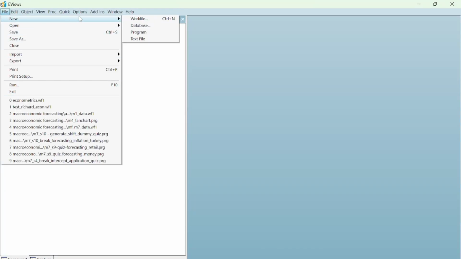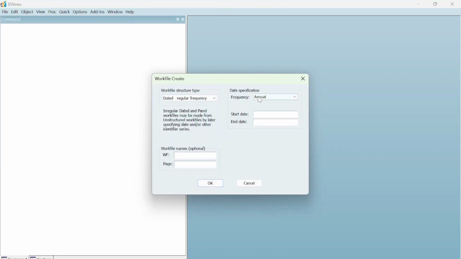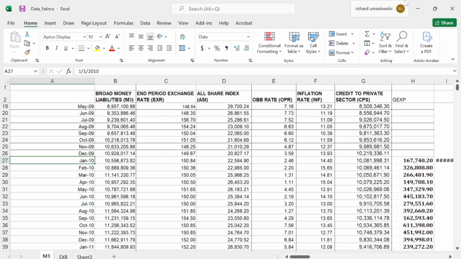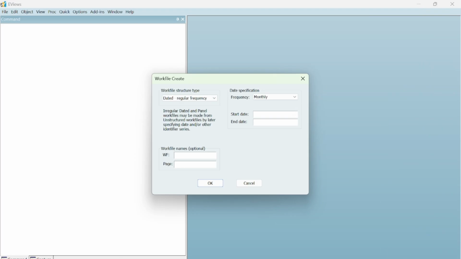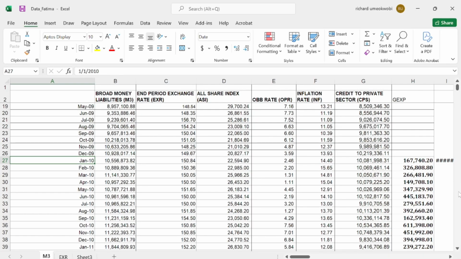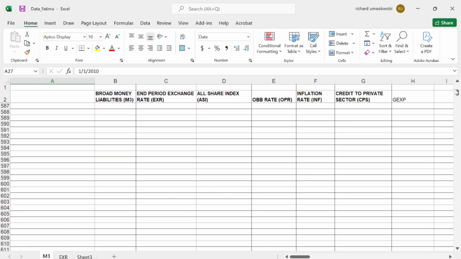so this is how you do it. You go to New, you go to Workfile, then you know what we are using currently now is monthly data, no more quarterly. Then you can go and check the data set. It says January 2010. So you come here and write January 2010, down to when the data ends. I know it's September 2025, but I just want to be sure so that I won't make a mistake. Please just be patient.